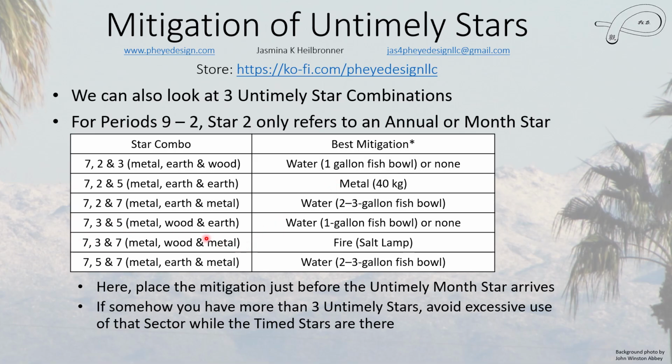This one stays the same. We're just trying to weaken the metal, but not too strongly, and also weaken the wood. And actually, we're controlling the metal. Again, a salt lamp without doing a candle every week. Just start it with a candle, and that's it.